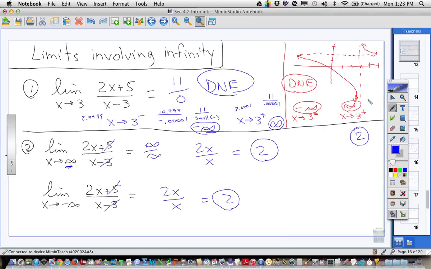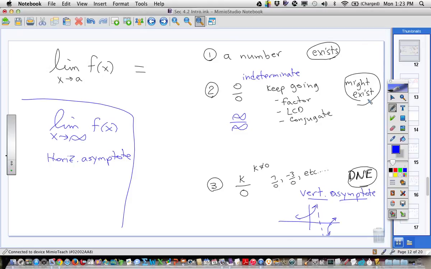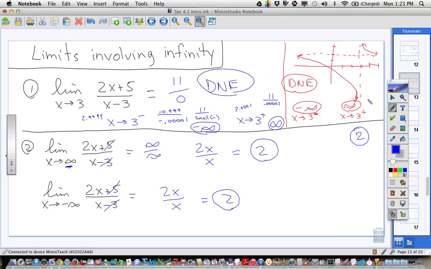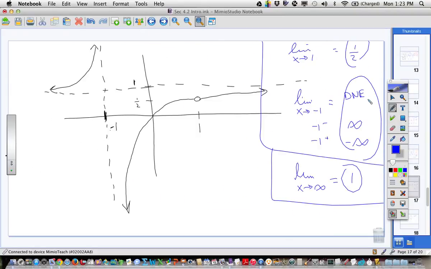If we go back to our first page of notes today, we talked about that right here. You plug in, you get 0 over 0, keep going. The limit might exist. You see what you get. Now that would be a similar situation to this right here. It would be a hole in the graph. That's what 0 over 0 is.